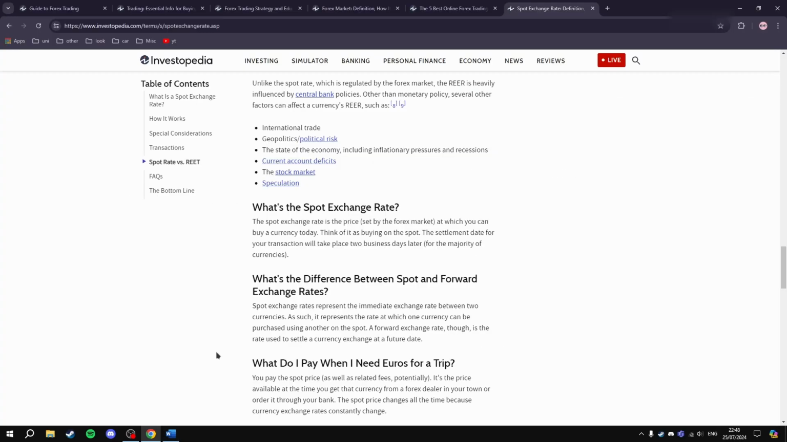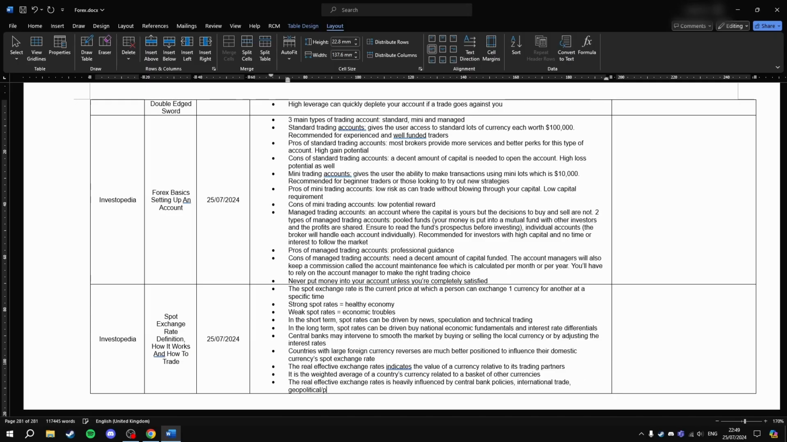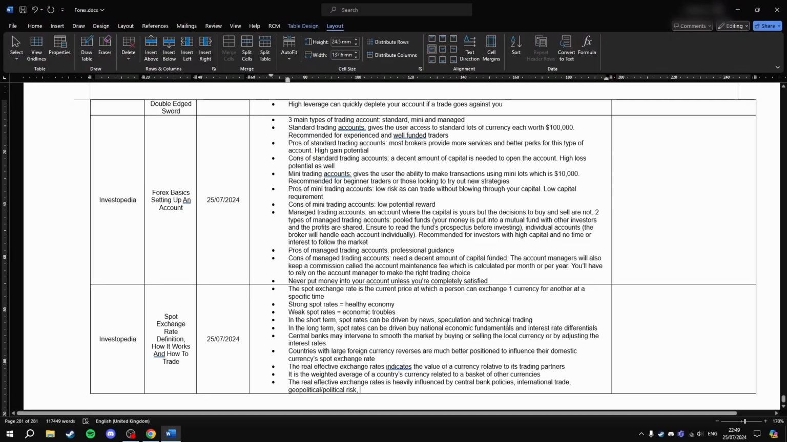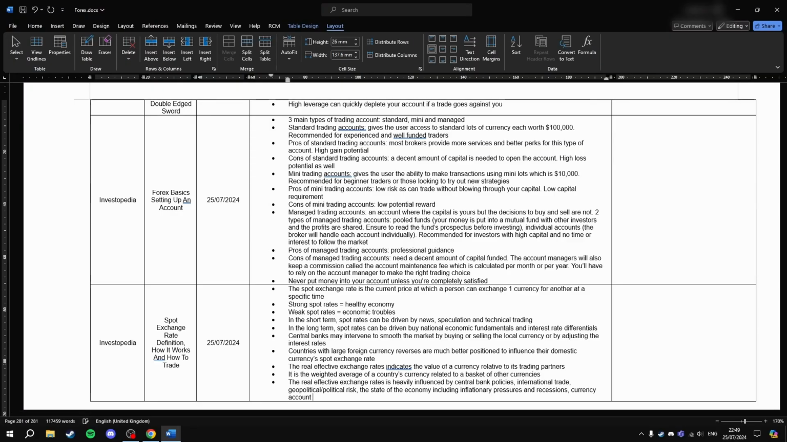Other than monetary policy, several other factors can affect a currency's real effective exchange rate, such as international trade, geopolitical and political risk, the state of the economy including inflationary pressures and recessions, current account deficits, the stock market, and speculation.